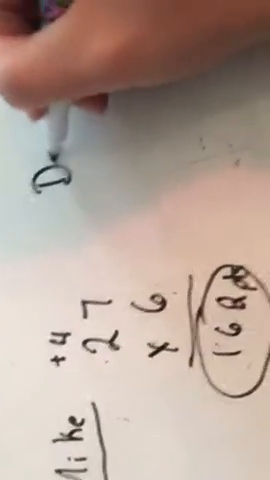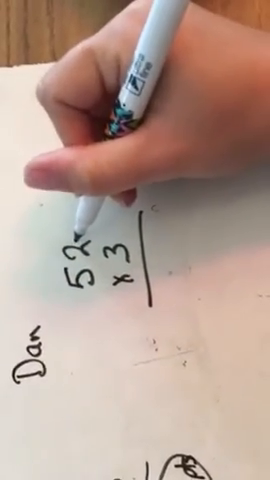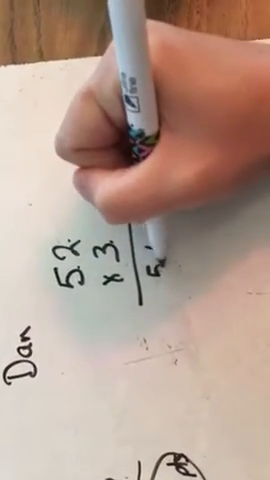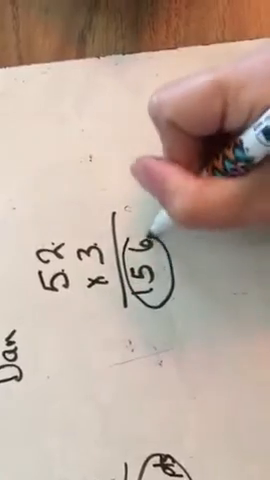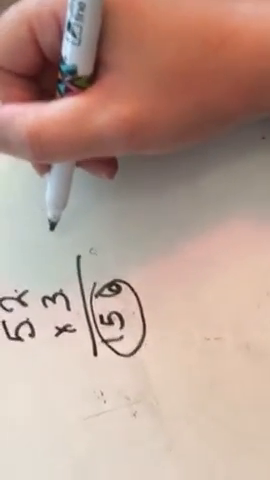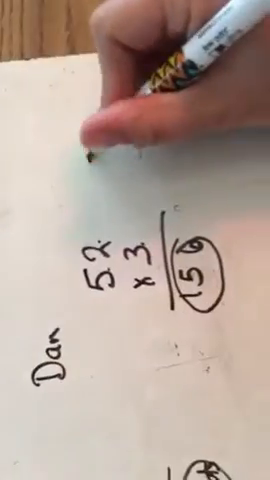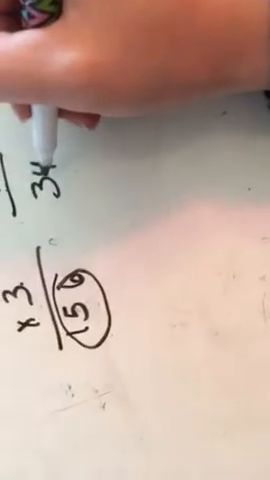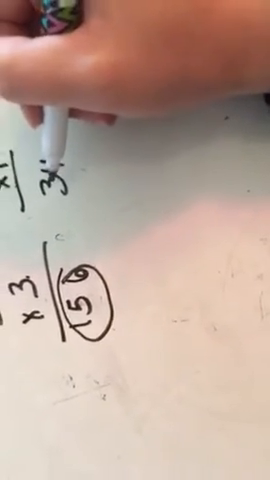Now the next piece of information is about Dan. So Dan kicked 52 field goals, and those are worth 3 points each. So I'm going to multiply. 2 times 3 is 6. 5 times 3 is 15. So he scored 156 points via field goal. And 34 extra points, which is 1 point each, which I know 34 times 1 is 34. How many points did the 2 boys score in all?